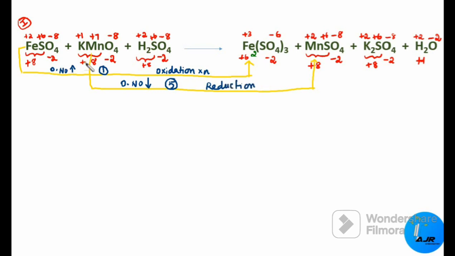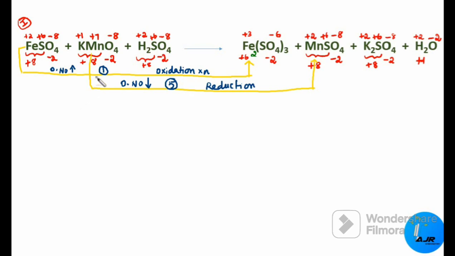So now we have found out which atom has undergone oxidation and which atom has undergone reduction. All the other atoms are the same. Only iron and manganese have changed. Those are the two atoms which have undergone oxidation and reduction. Now we shall move on to the second step. Let me rewrite this equation now.